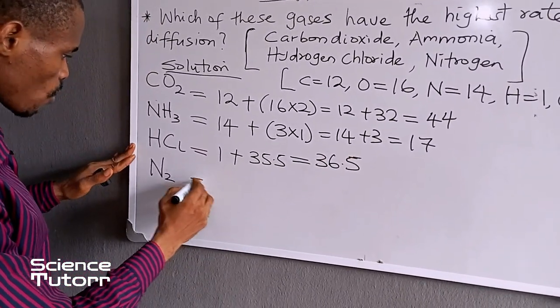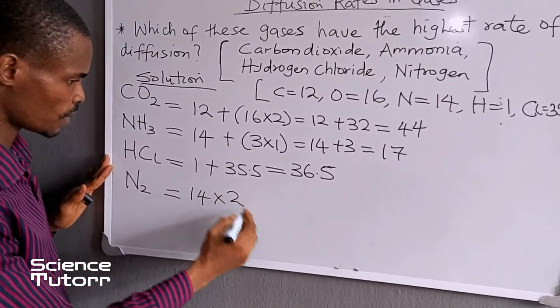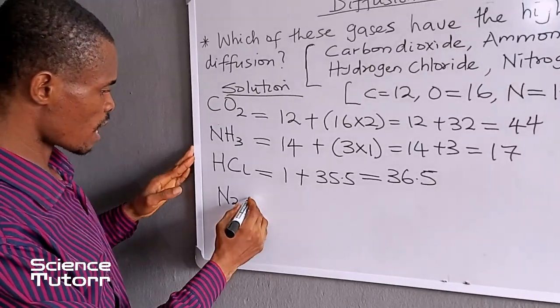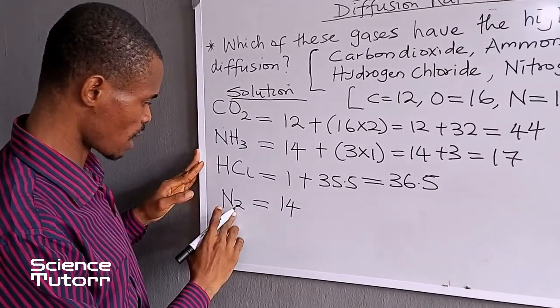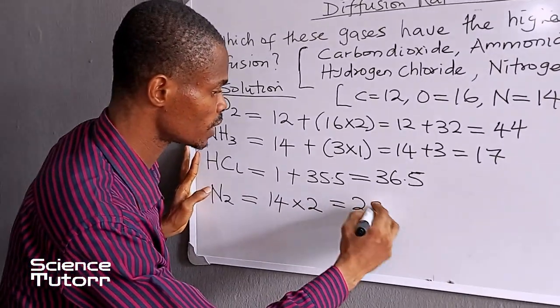And then finally for nitrogen gas, nitrogen is 14 and we have 2 of it. That makes 14 times 2, giving us 28.